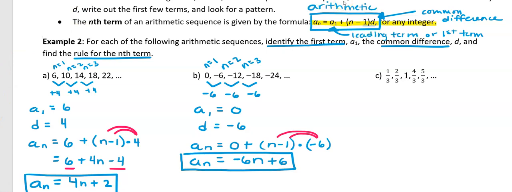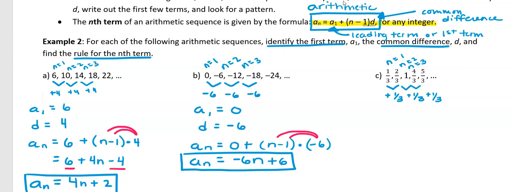Now for our last example, we can note our first few terms. So n equals 1, n equals 2, and n equals 3. So our first term looks like it's 1/3, our second term looks like it's 2/3, and our third term looks like it's 1. Now we can also try to determine what our common difference is. So what did I do to get from 1/3 to 2/3? It looks like I added 1/3. And to get from 2/3 to 1, it looks like I've also added 1/3. To get from 1 to 4/3, it looks like I've also added 1/3. So it looks like our common difference is 1/3.